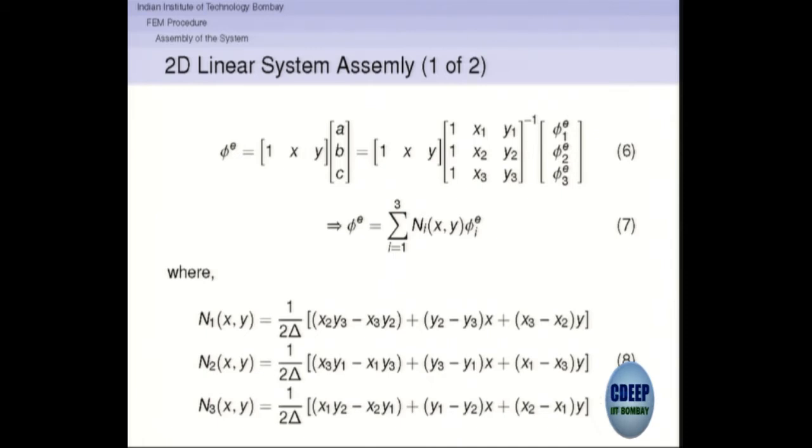So now what we'll do is that phi is A plus Bx plus Cy is written as 1, x, y times A, B, C, is it not? And then you replace ABC by what we have just got in the last slide, right? And then you finally get phi E as summation Ni phi i E. Ni is called as shape function, I will explain you more about that.